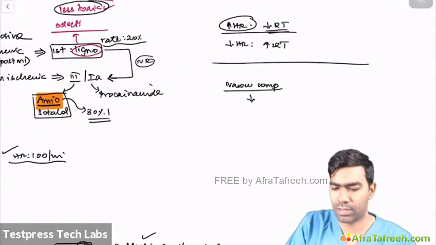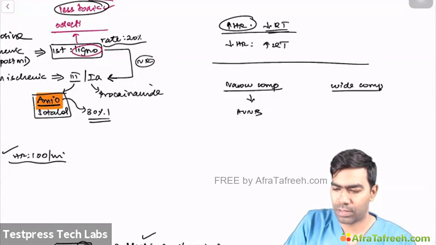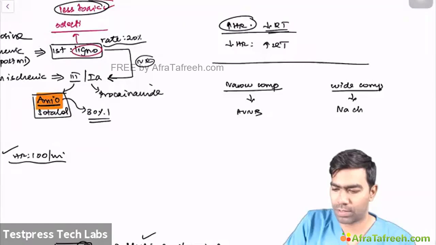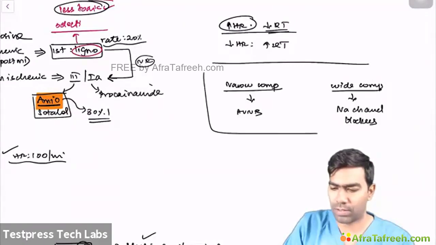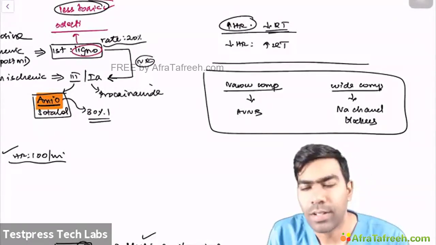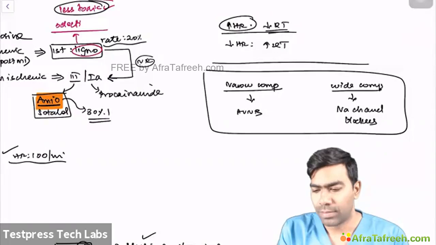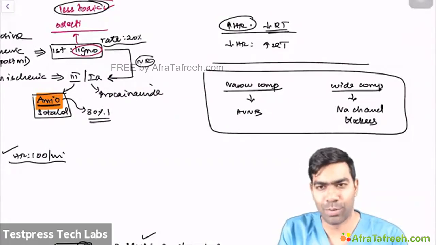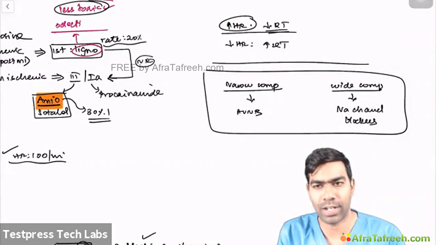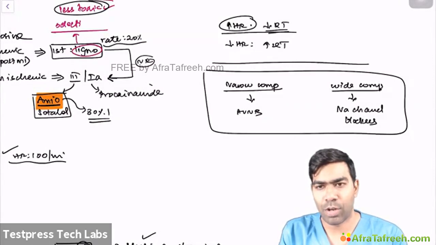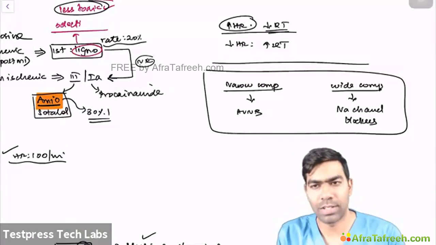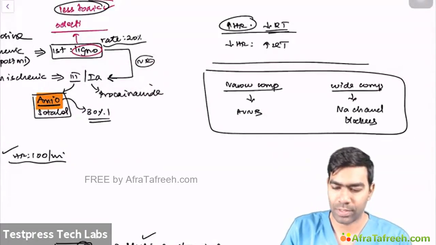Narrow complex, AV nodal blockers. Wide complex, sodium channel blockers. That's all. Finish. That's the nutshell that you need to know. Narrow complex tachycardia means, after ruling out sinus tachycardia, it is an AV nodal blocker. And if it's a wide complex, go for sodium channel blockers. This is the final nutshell that you need to know.